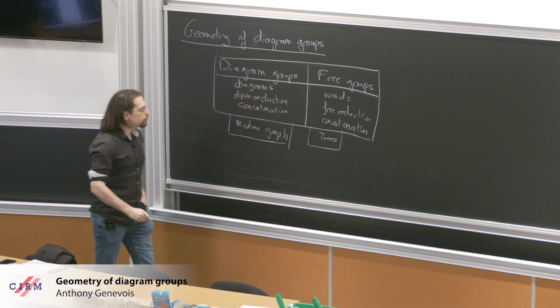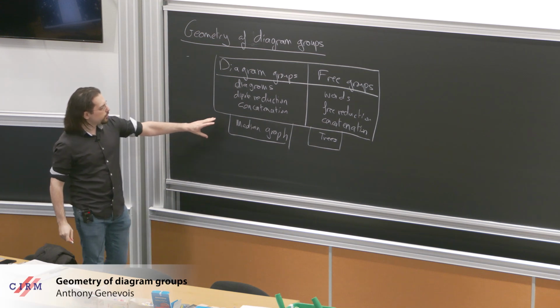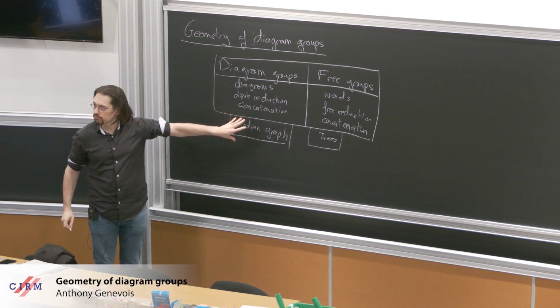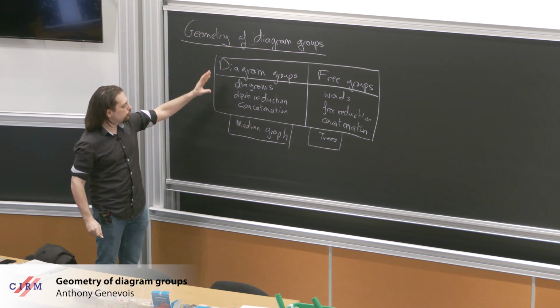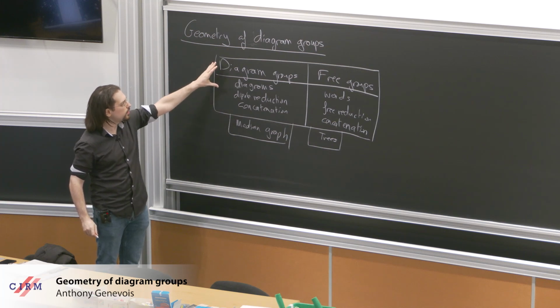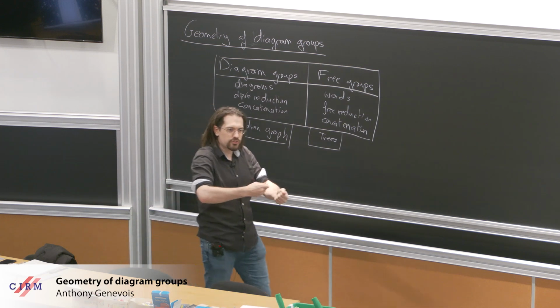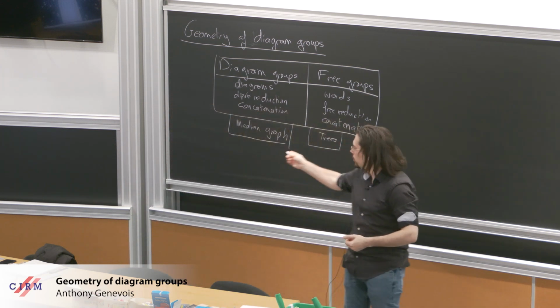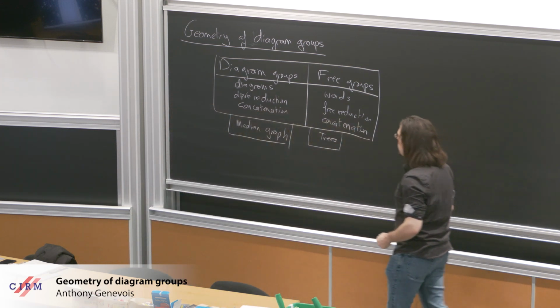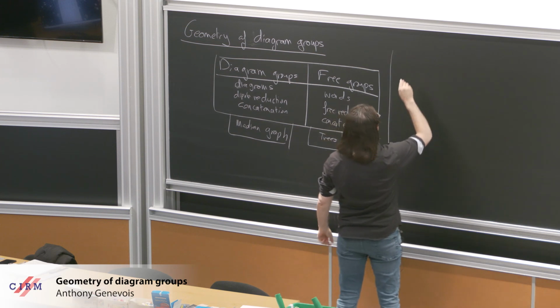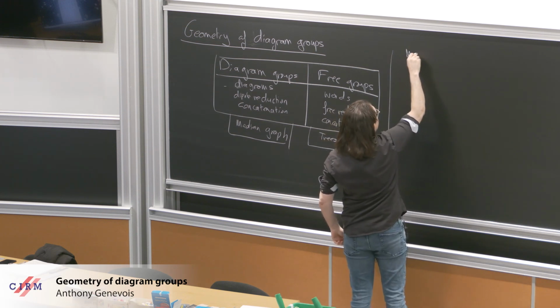My goal today is to explain first what a median graph is, how you can construct such a graph from a diagram group, or how you can define an action, and how you can use this action to deduce some useful information on the group. So maybe I will start with a crash course on median graphs.